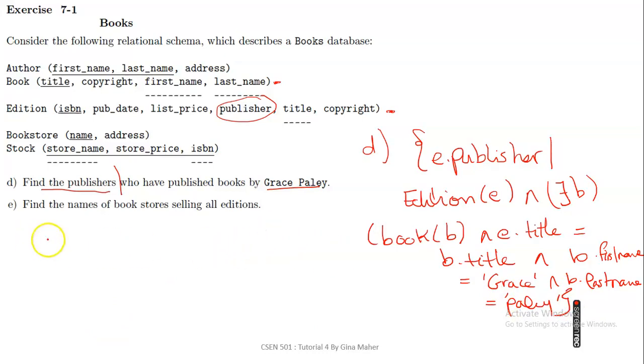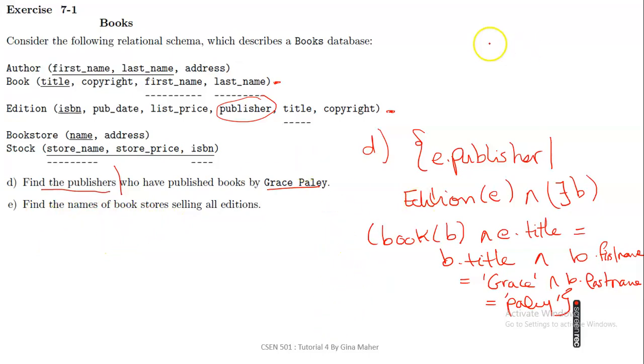Okay, find the name of bookstores selling all editions. In the previous tutorial we solved this in relational algebra by using the division operator.